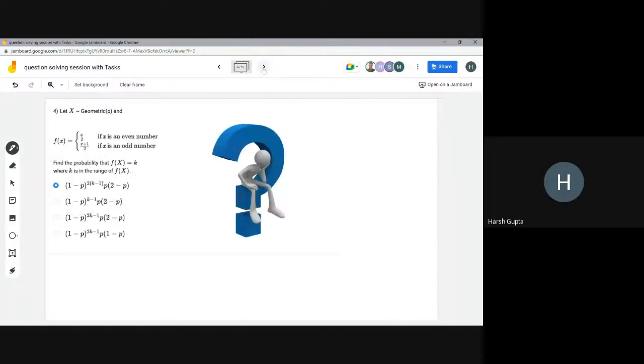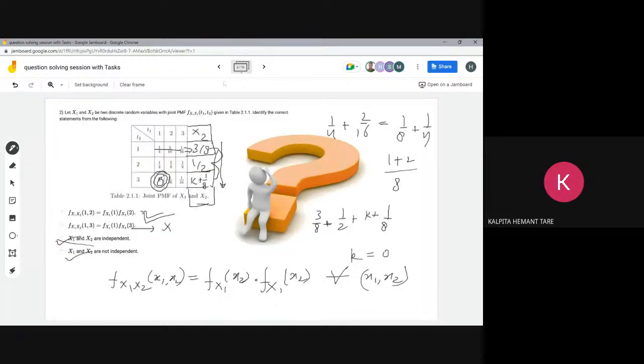Okay, so let's go to the next question. In the video, the professor said that if any value is zero, then automatically we can say that they are not independent. So is that true? Yeah, you can also say that. So fX1X2 of (1, 2) is going to be this one. Even not (1, 2), yes, you are also correct. So we can say that.